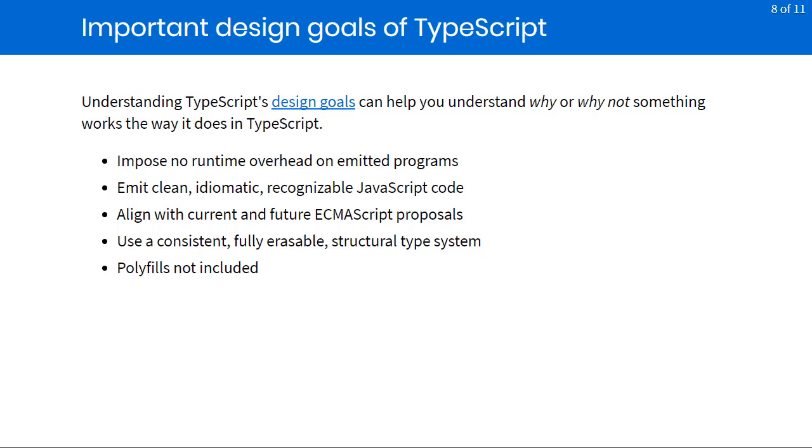As we mentioned as one of the first benefits of TypeScript, we do get these type annotations, but those type annotations need to be fully erasable as the TypeScript is converted into JavaScript. So while there is a full type system in TypeScript, after that's converted to JavaScript, none of that type structure remains.